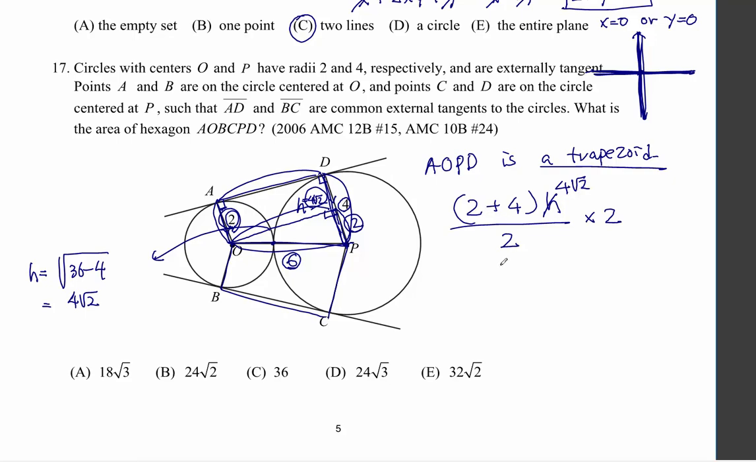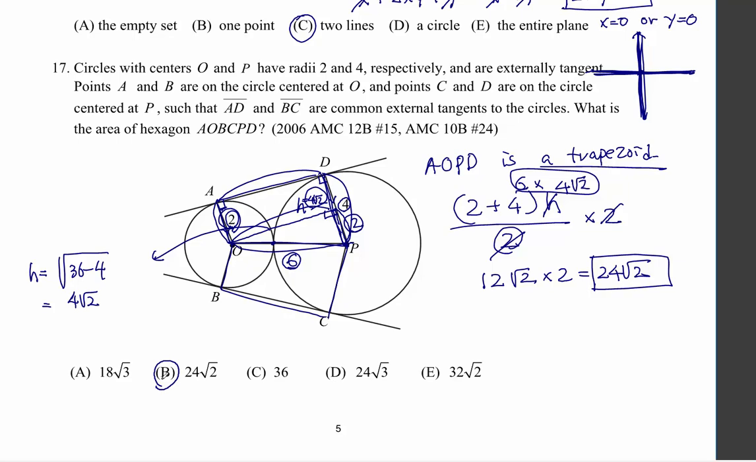2 plus 4 is 6, times 4 rad 2 is 24 rad 2, divided by 2 is 12 rad 2, right? Times 2 again, maybe you can cancel it out. 24 radical 2 is the answer. Choice B is the answer, okay?